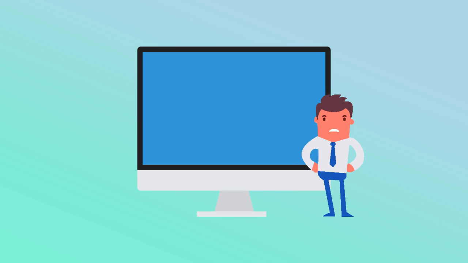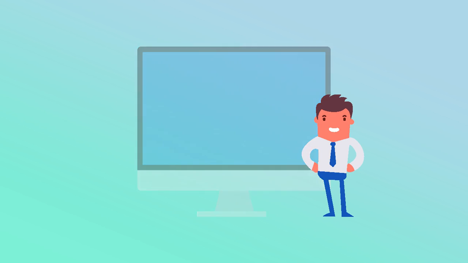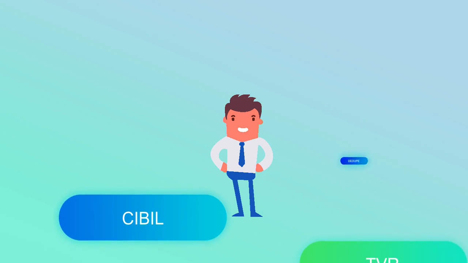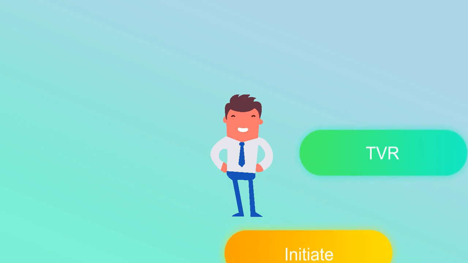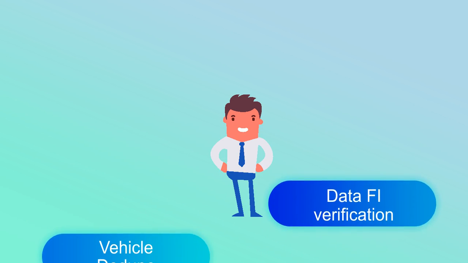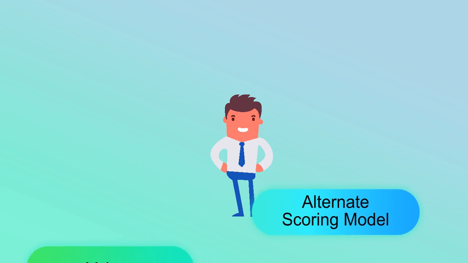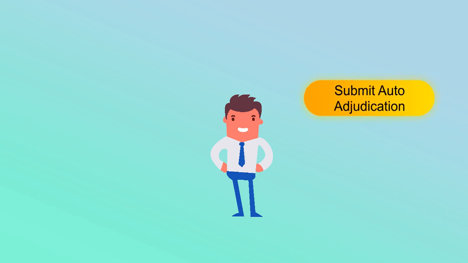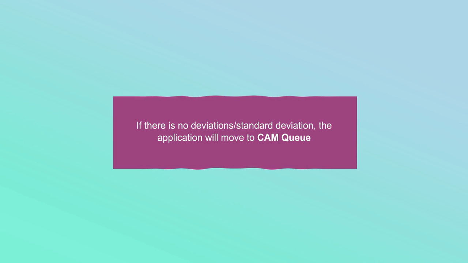In case the data entered is complete and correct, then the user will get an option to close the tasks invoked, that is PAN, dedupe, Sybil, TVR initiate, enter FI verification, data FI verification, vehicle dedupe, alternate scoring model, Vahan, submit auto adjudication. If there is no deviations or standard deviation, the application will move to CAMQ.